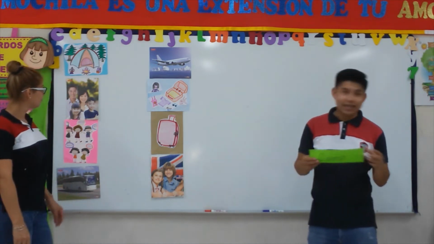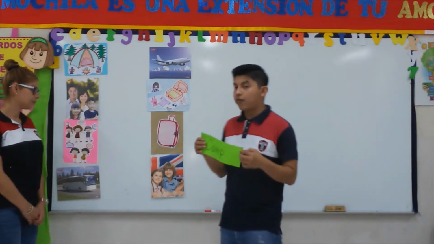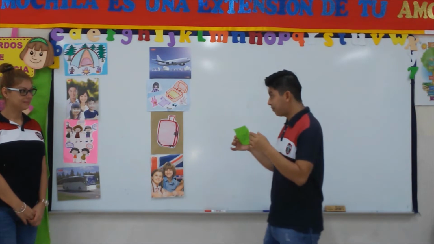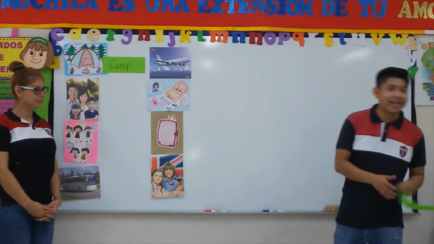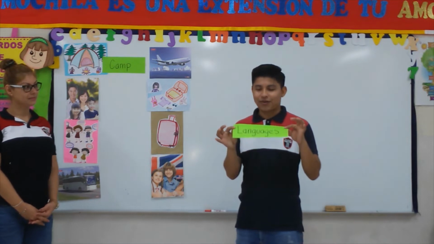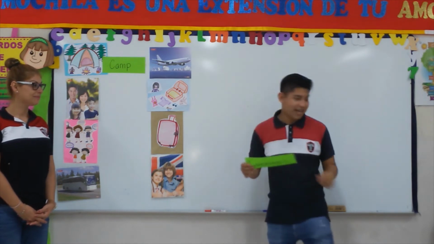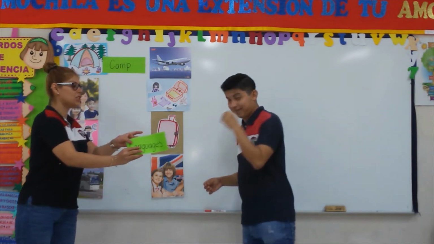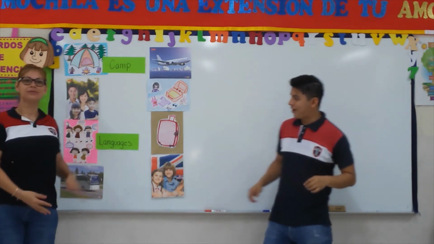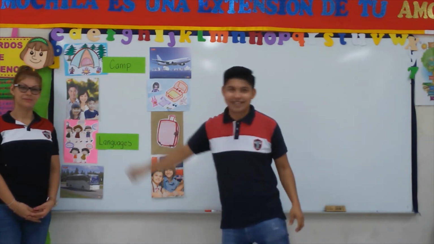So the first word is camp. Camp. What do you think is the correct picture for this word? Camp. Miss Cynthia, can you help me please? What is camp? Do you agree that it's camp? Very good. So the next one is about languages. Languages could be hello, hola, guten tag, etc. So, tell me, Miss Cynthia, what is the right picture for this word? Okay, languages is this picture. Very good. You can see the board, the children speaking different languages. That's good.